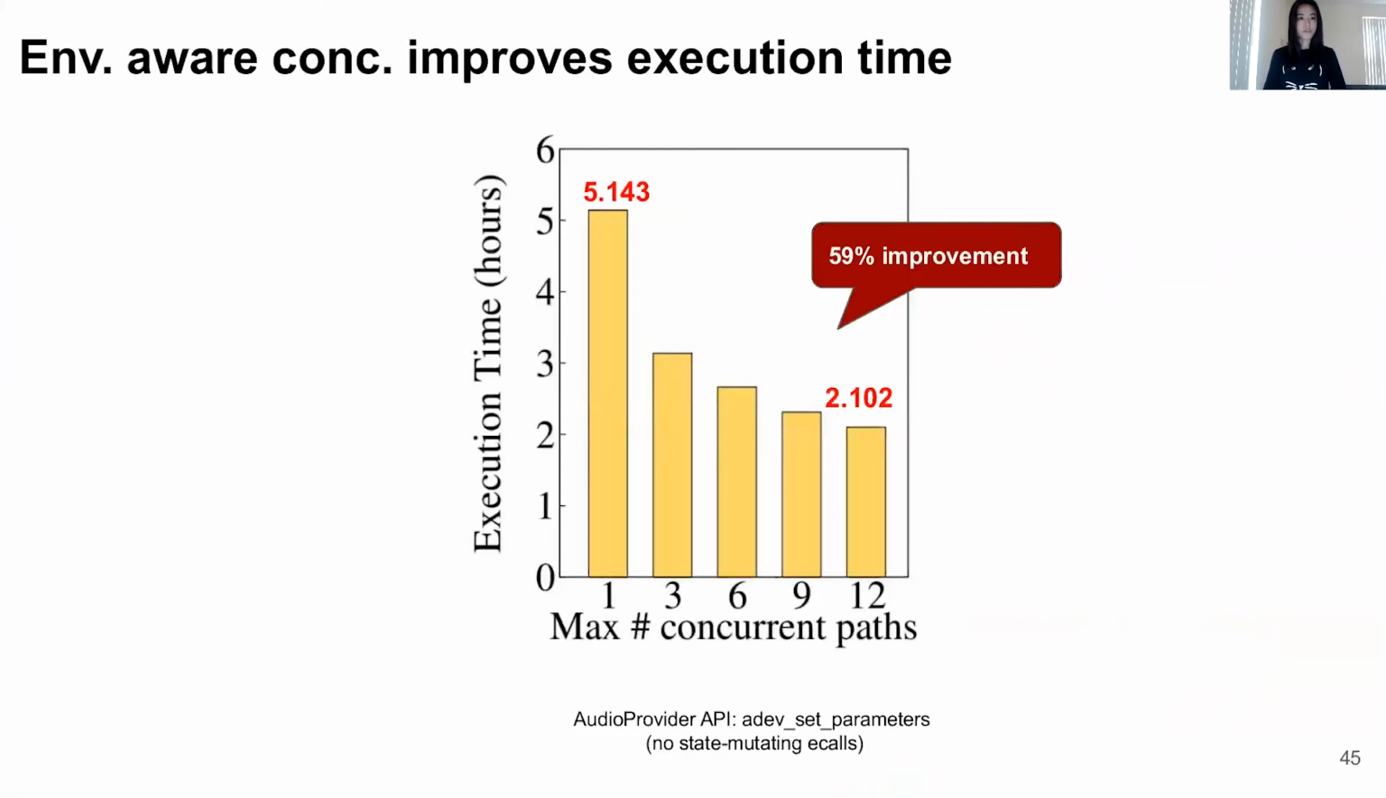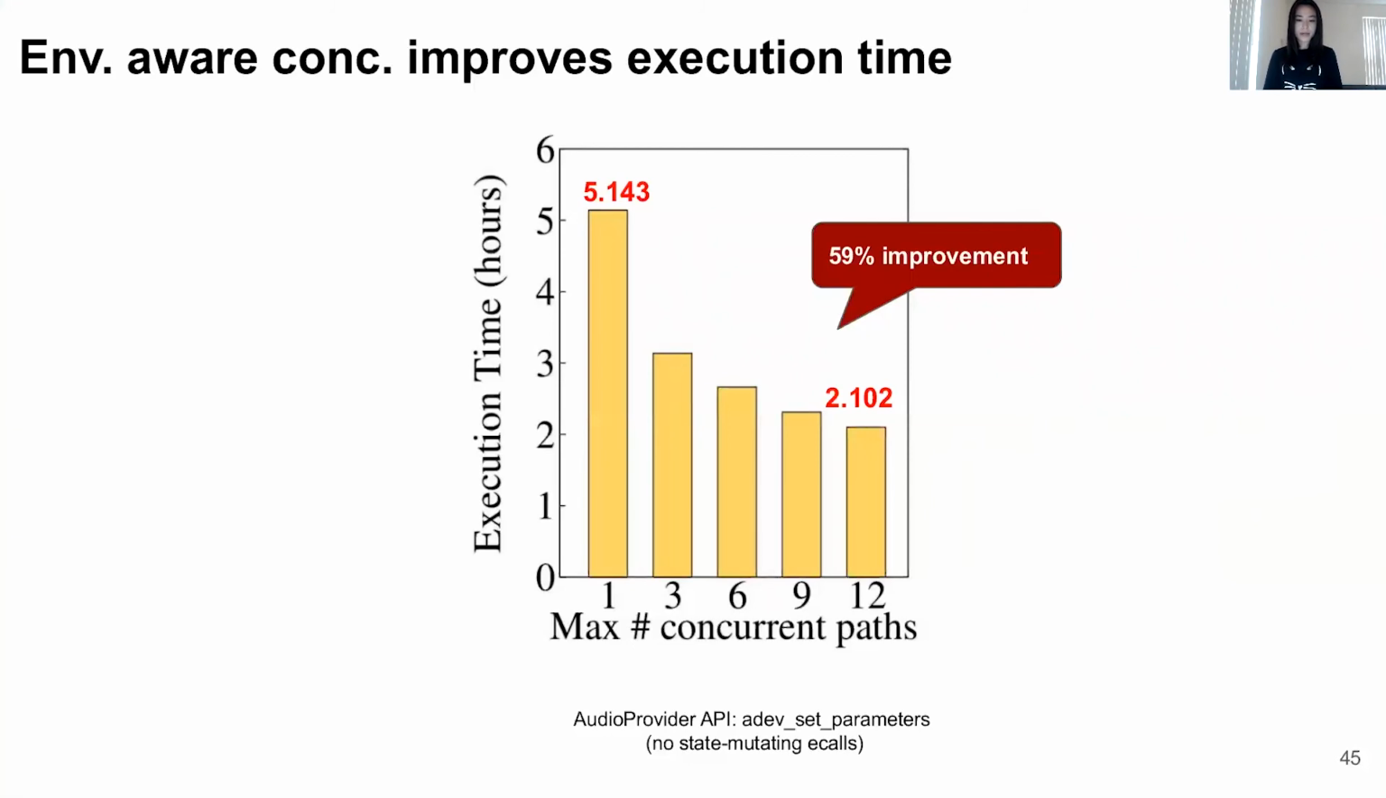Our evaluation shows environment-aware concurrency improves execution time. In this experiment, we tested 2 APIs of the audio provider service in Pixel 3. In this figure, the x-axis is the maximum number of concurrent paths allowed on each device, and the y-axis is the execution time of finishing one API.